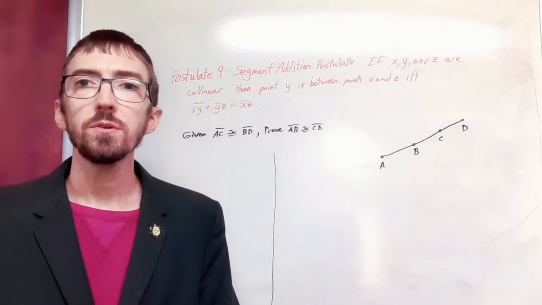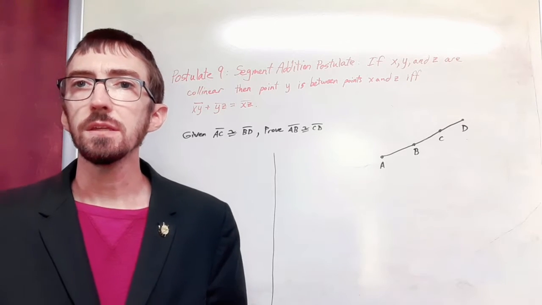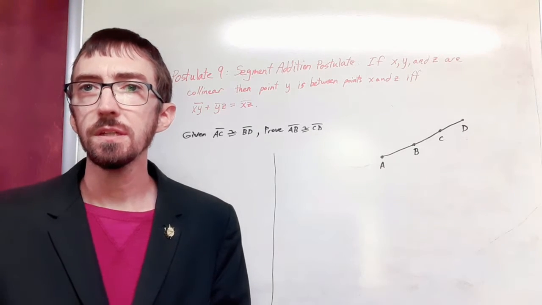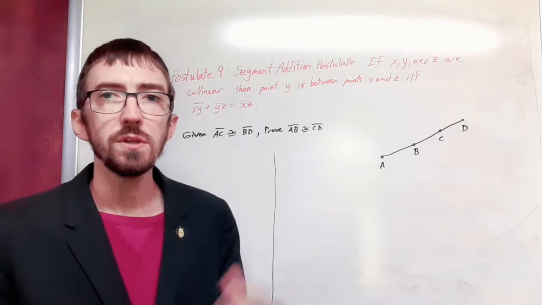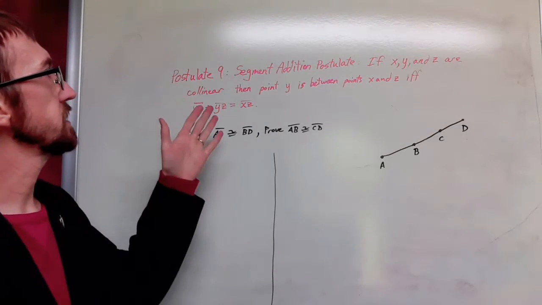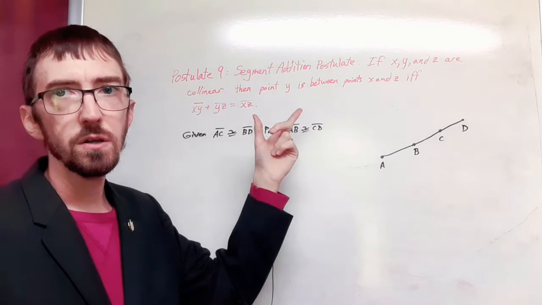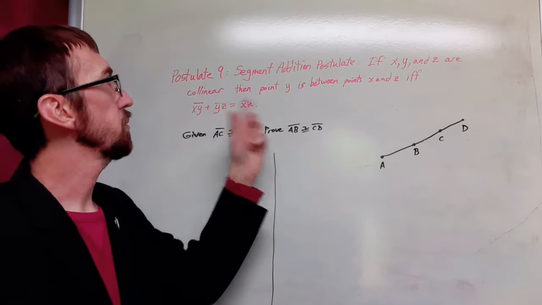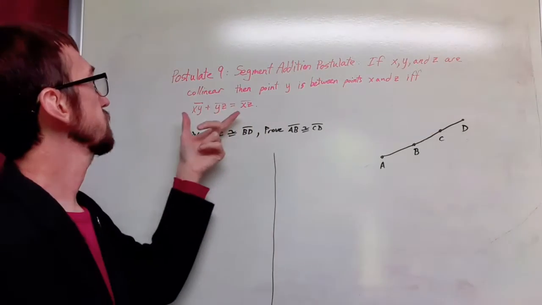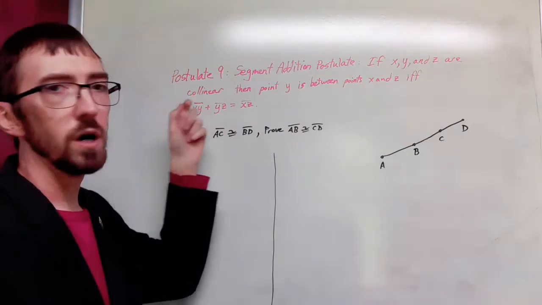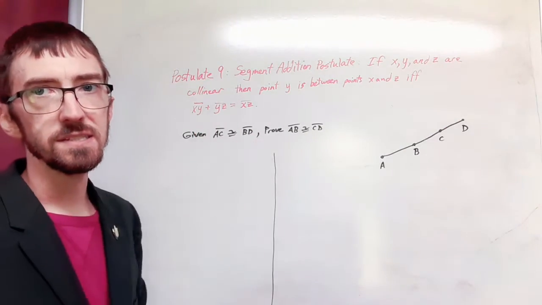In this video, we are going to look at a very important postulate in plane geometry, the segment addition postulate, and we are going to use that in a proof. The segment addition postulate states that if you have points X, Y, and Z that are collinear on a line, that point Y must be between X and Z, and this gives us the idea that the segment XY plus YZ is going to be equal to the segment XZ.